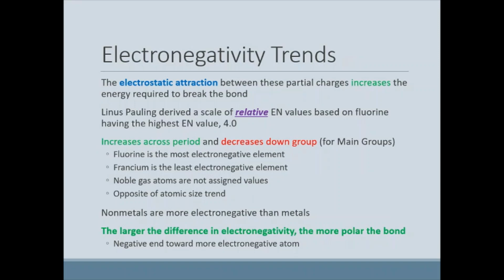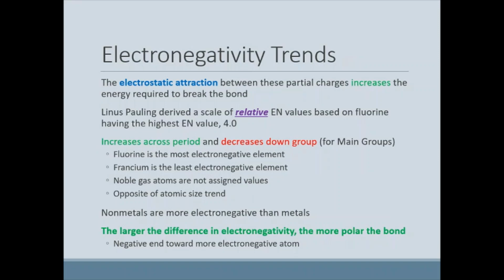Again, there is really no 0 on the scale, and the highest it goes is 4.0. Another way to help you figure this out is that it's basically the exact opposite trend of atomic size. Nonmetals are always more electronegative than metals because they always have a stronger attraction to electrons than your metals do. Remember, metals always make positive charges, or positive ions. So they're essentially saying, I don't like my electrons so much, I definitely don't want your electrons.